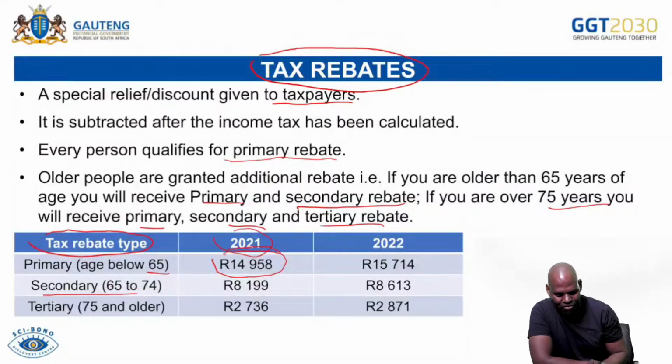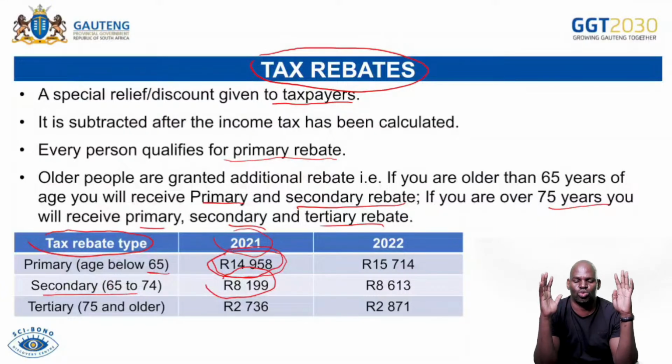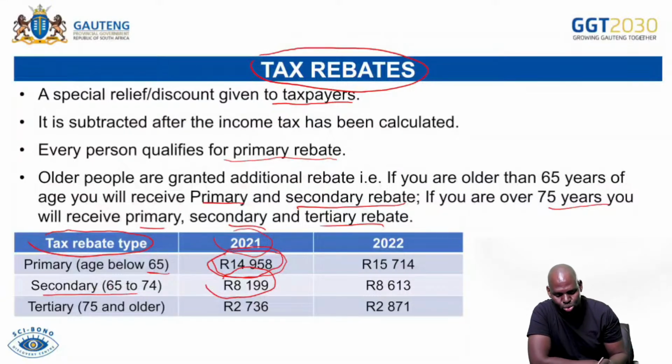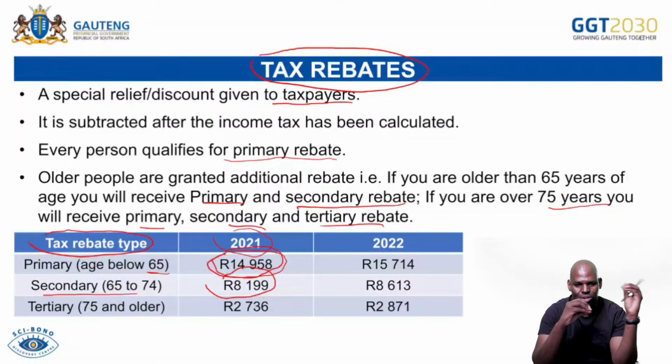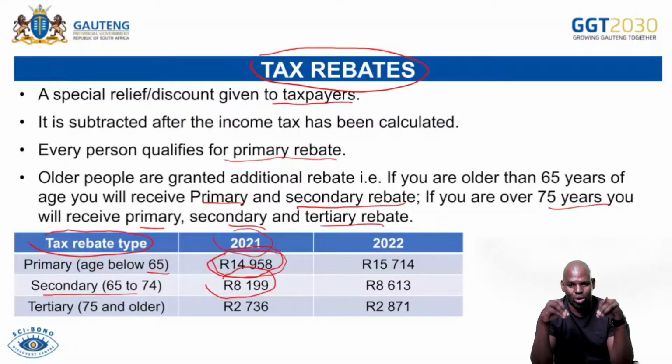They are going to subtract the 14,958 and they are also going to subtract 8,199. Okay, and then if you are 75 years and older, they are going to reduce it 3 times. If you were supposed to pay 30,000 and you are now 75 and older, in other words, they are going to subtract 14,958, and they subtract 8,199, and they subtract 2,736, and then you will see that they are now not going to tax these people a lot of money. They're going to tax them a small amount of money.